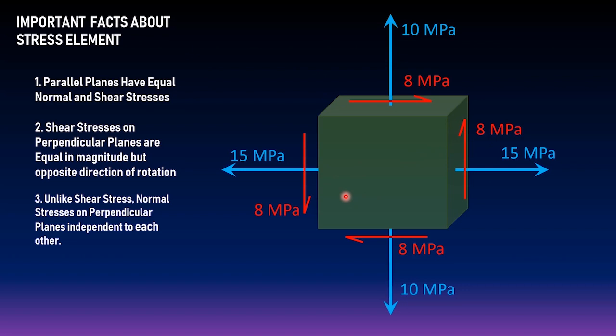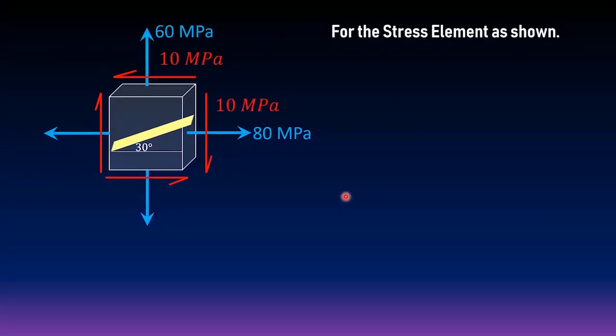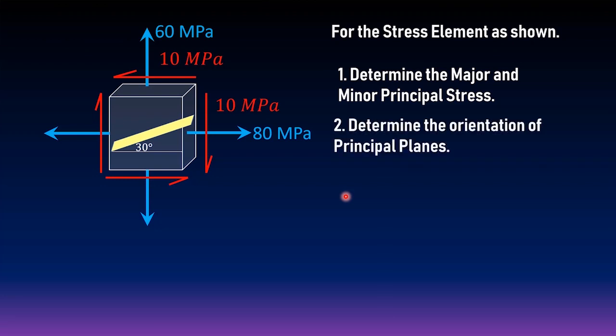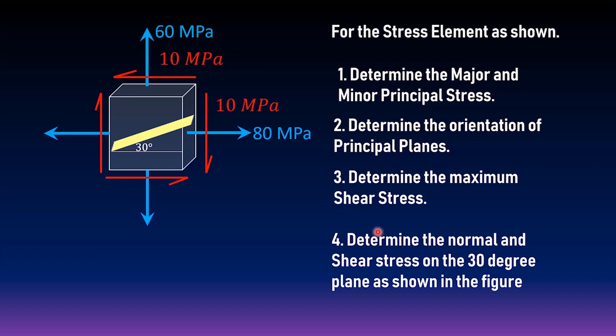And of course, to understand how the Mohr circle works, you should have a specific problem. For the stress element as shown, number 1, determine the major and minor principal stress. Number 2, determine the orientation of principal planes. Number 3, determine the maximum shear stress. And number 4, determine the normal and shear stress on the 30-degree plane as shown in the figure. To solve it in detail, I'm going to solve it on our whiteboard.